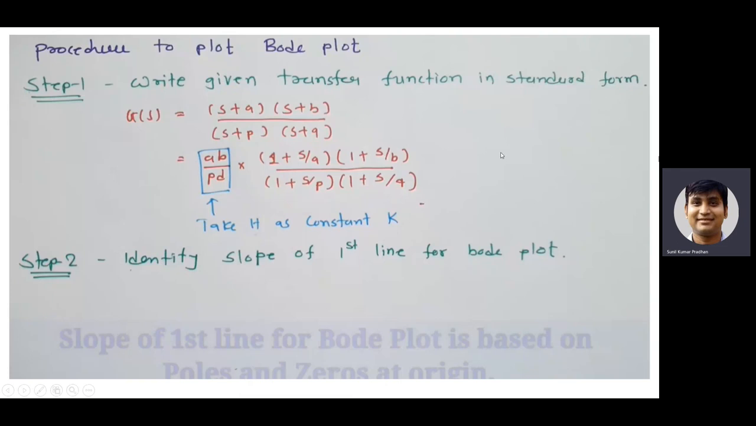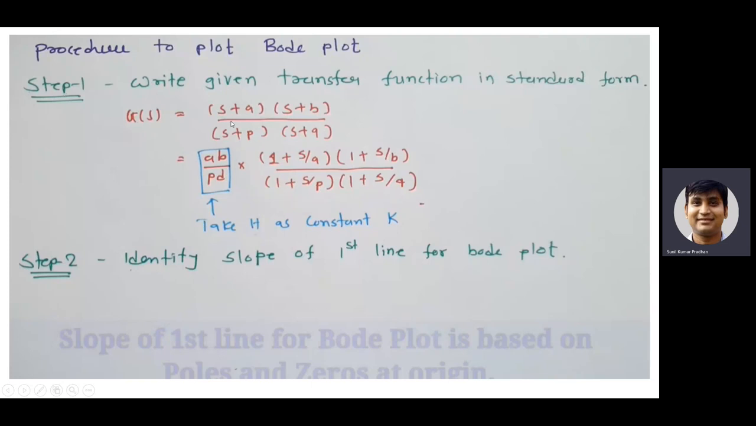Now let's consider a generalized concept of how to draw a Bode plot. We'll take a generalized transfer function, and after that we'll go to an example. Let's consider a transfer function in this standard form: s plus a into s plus b divided by s plus p into s plus q, where a and b are zeros and p and q are poles. Zeros are those values for which your transfer function becomes zero, and poles are those values for which the transfer function becomes infinity.